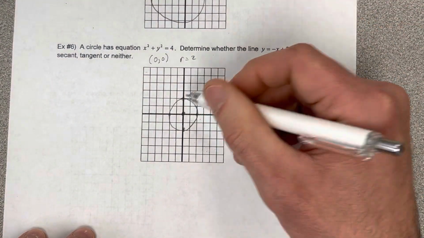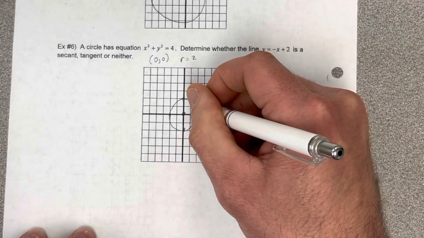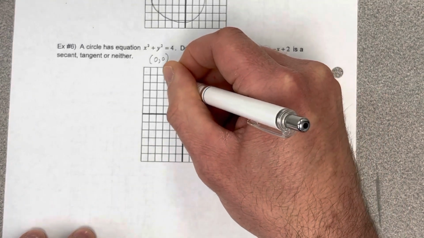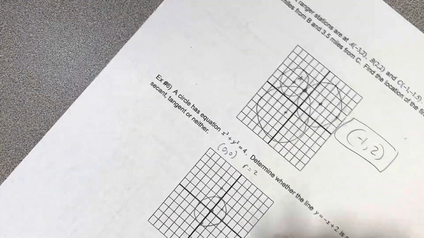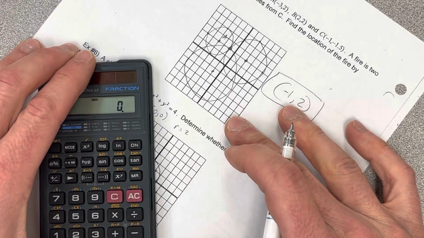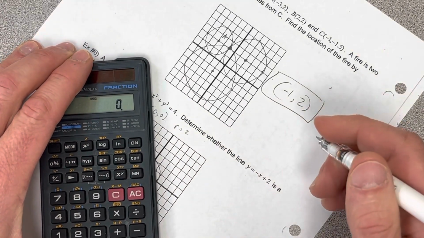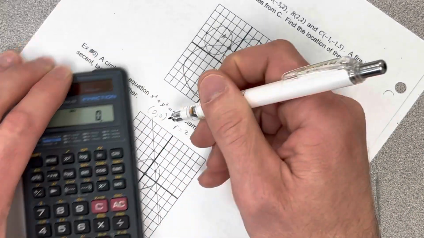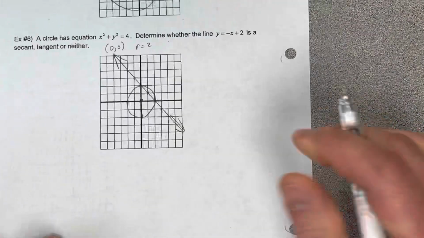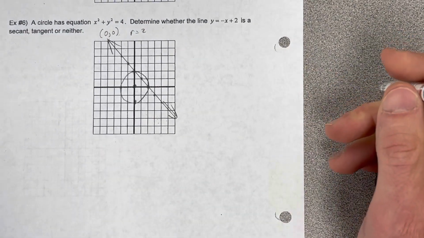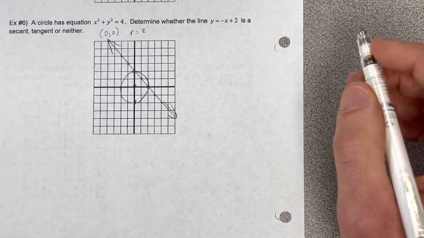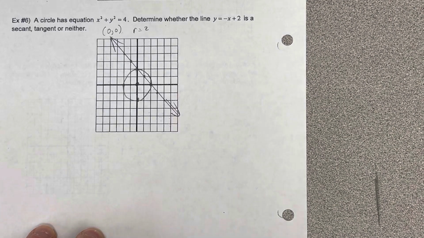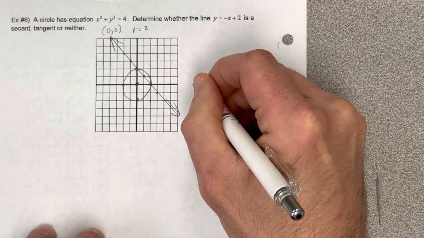So the y-intercept's 2, and it goes down 1, over 1, down 1, over 1, down 1, over 1. We can also go up 1, back 1, up 1, back 1. And draw a straight line. And there we go, pretty close. So class, is this a secant, a tangent, or neither? Because it passes through the circle, not on a single point on the edge, it's a secant.